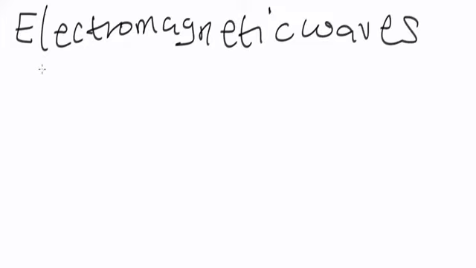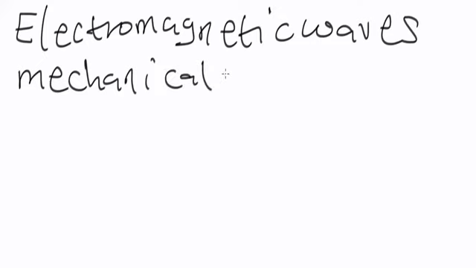Alright, so in physics, we have basically two types of wave motion. We have the electromagnetic waves, and we have the mechanical waves. Okay, now let's begin with electromagnetic waves. Electromagnetic waves are those waves that don't require a material medium for their production or propagation.